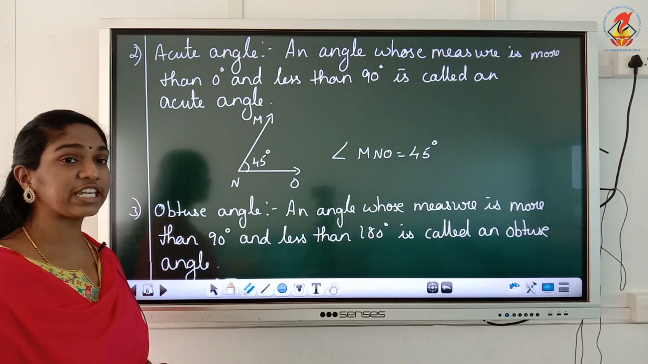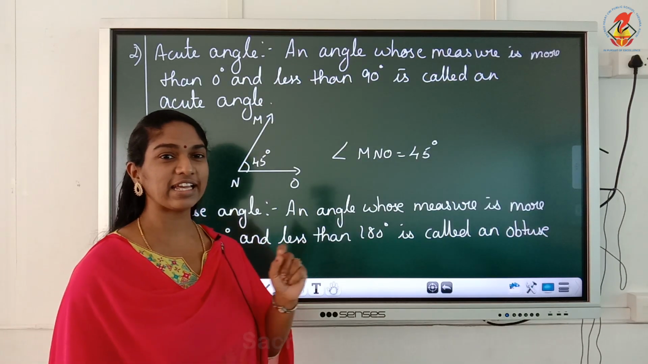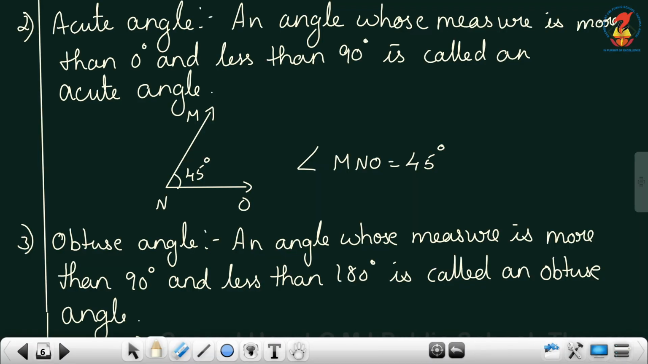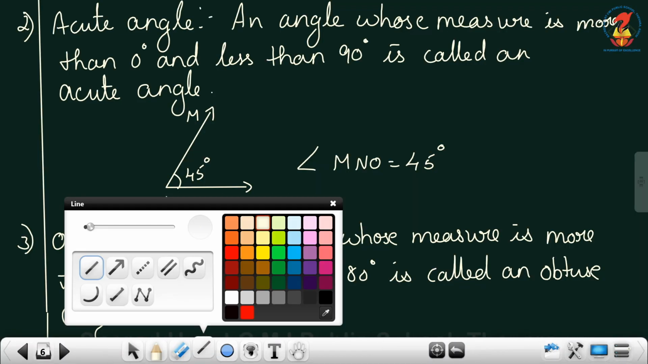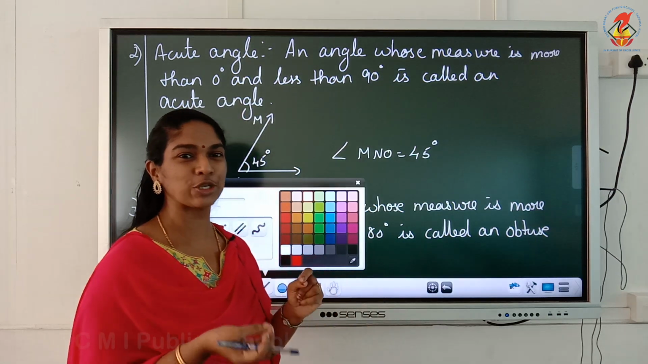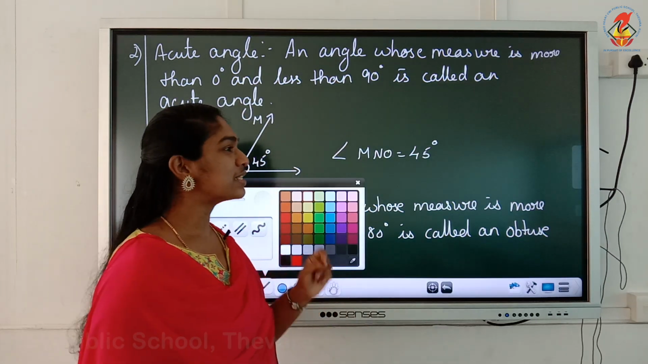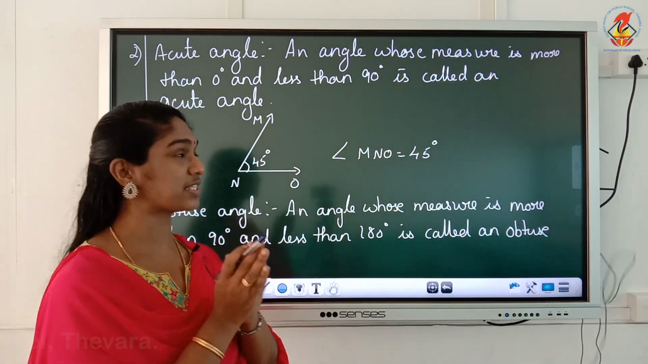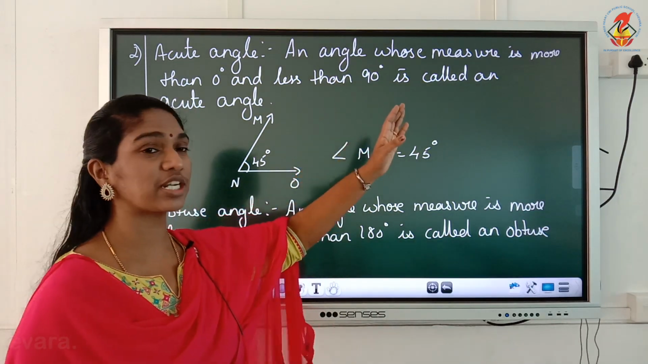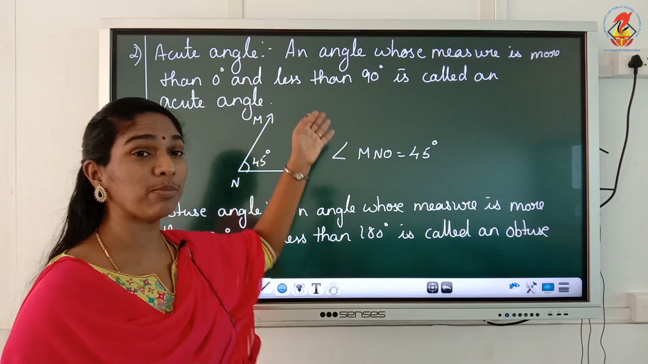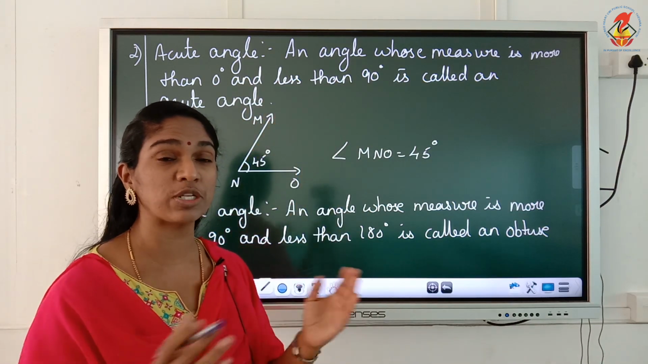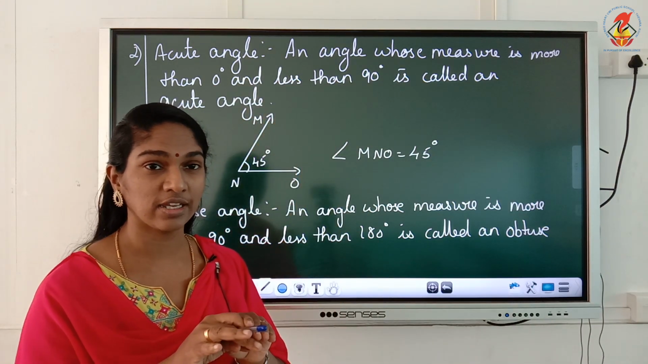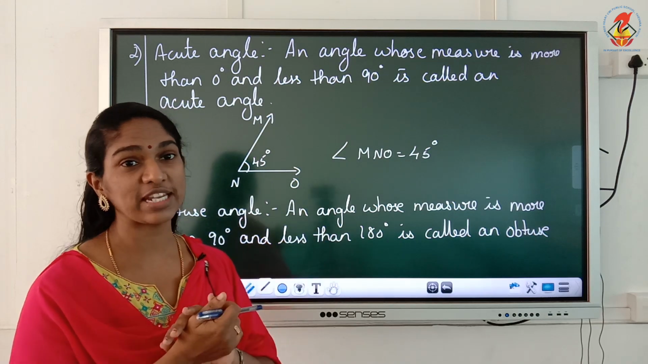Next one, acute angle. A-C-U-T-E, acute. We usually use the word cute for small babies, isn't it? Similarly, an acute angle represents small angles, that is, angles whose measure is more than 0 degree but less than 90 degree. It should be between 0 and 90 degree, that is from 1 to 89 degree.